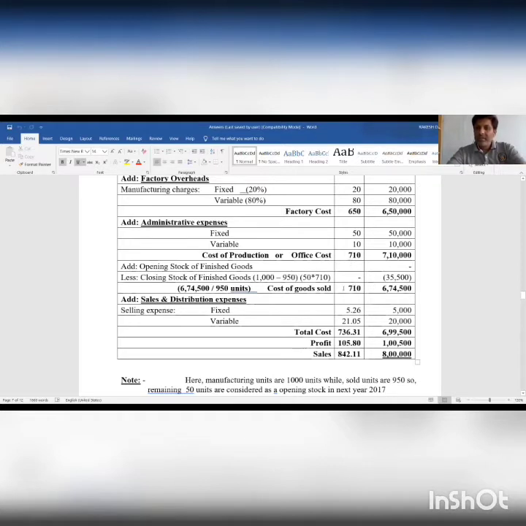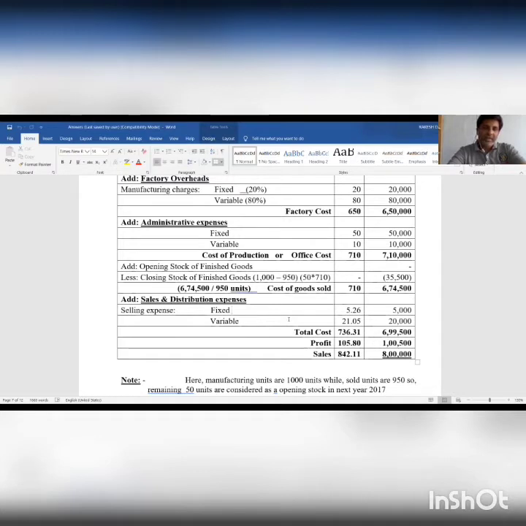So 710 remains as the per unit cost of goods sold, and in total it is rupees 6,74,500. Then we have to add sales and distribution expenses. Selling and distribution expense is also given, allocated between fixed and variable. Total fixed expense is 5,000 and total variable expense is 20,000. So 5,000 divided by, remember, 950, not 1,000.